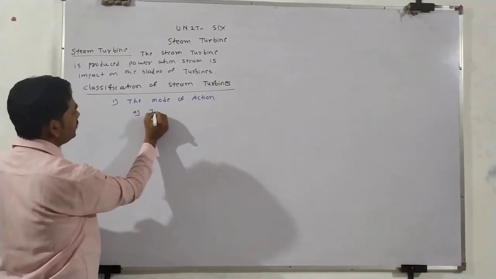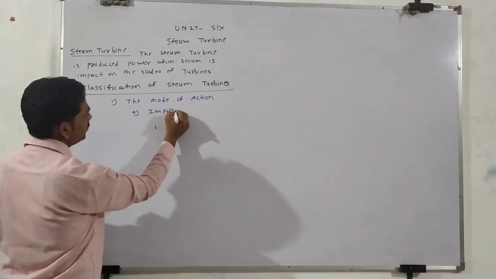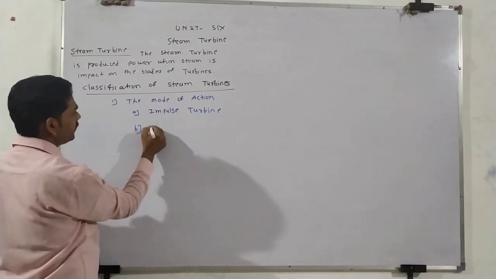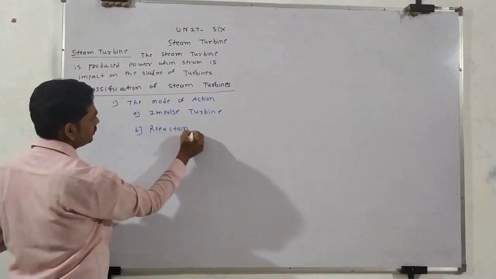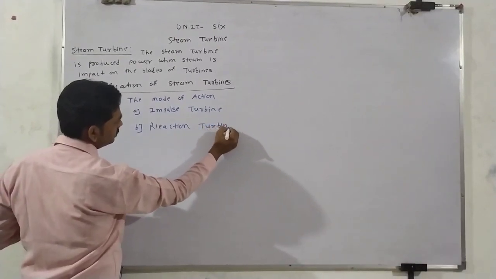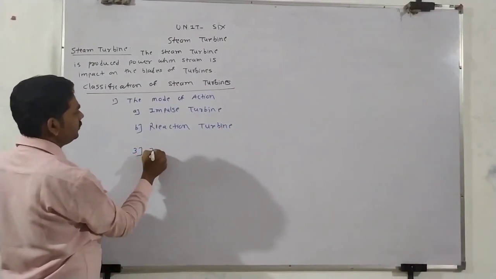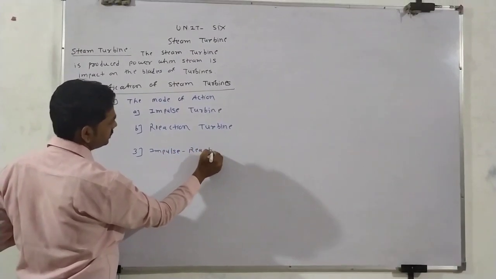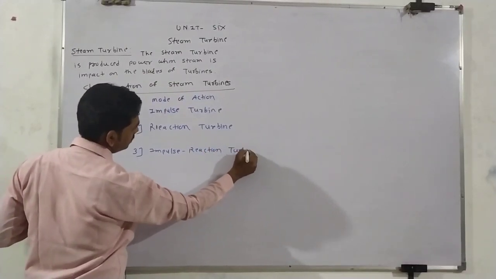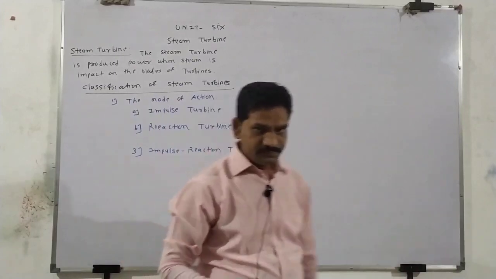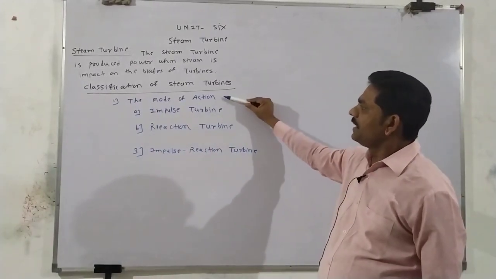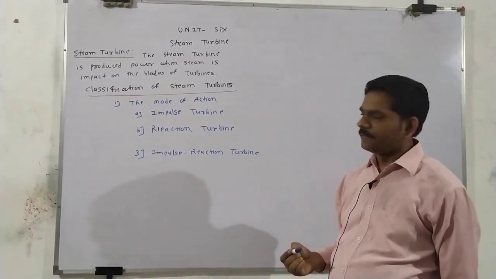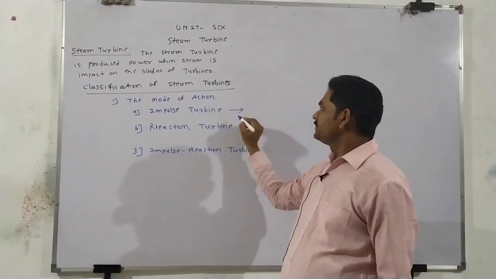First is the impulse turbine, then second, reaction turbines, and third, impulse reaction turbines. This is the simple classification of the turbine: impulse turbine, reaction turbines, and impulse and reaction turbines. So what is in impulse turbines?